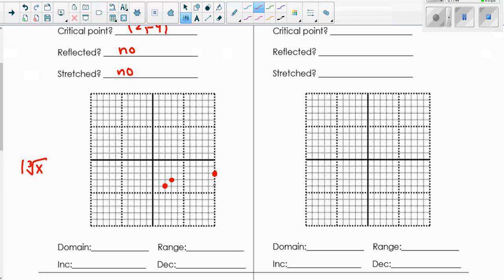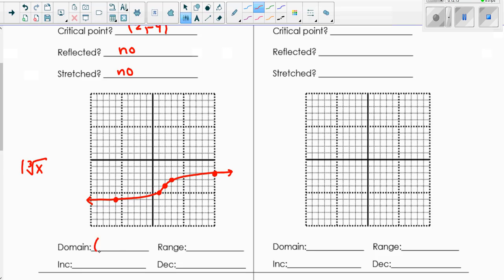Alright, again, unlike a square root, I need to go backwards. So since I went right 1, up 1, I'm going to go left 1, down 1. Since I went right 8, up 2, I'm going to go left 8, down 2. Remember, you're always going from your critical point in terms of moving. You're not going from the origin, unless your critical point is the origin.